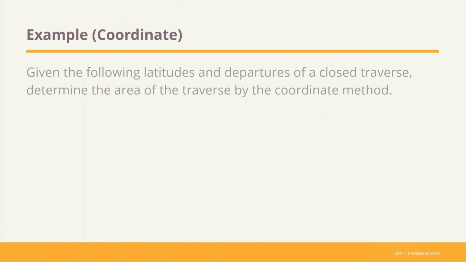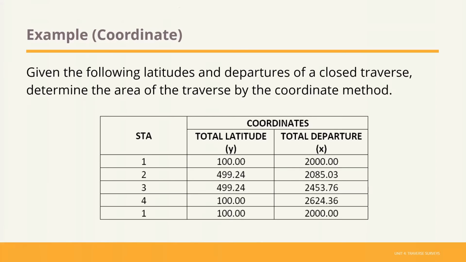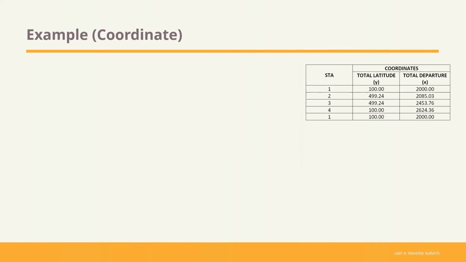Now, we will have an example using the coordinate method. Given the following latitudes and departures of a closed traverse, determine the area of the traverse by the coordinate method. So here is the given table. Now, we'll need to apply the coordinate method using the formula 1 half x sub 2 y sub 1 plus x sub 3 y sub 2 plus x sub 4 y sub 3 plus x sub 1 y sub 4 minus x sub 1 y sub 2 minus x sub 2 y sub 3 minus x sub 3 y sub 4 minus x sub 4 y sub 1.